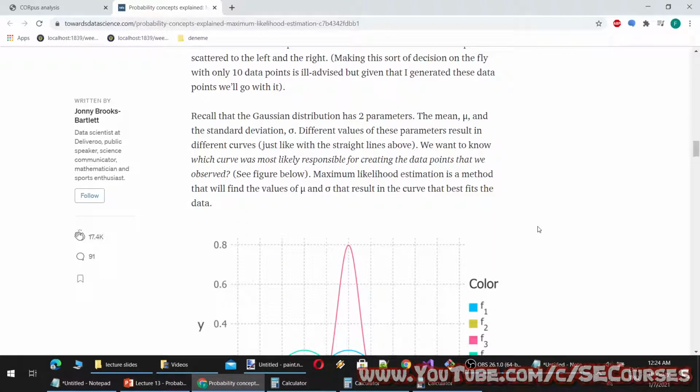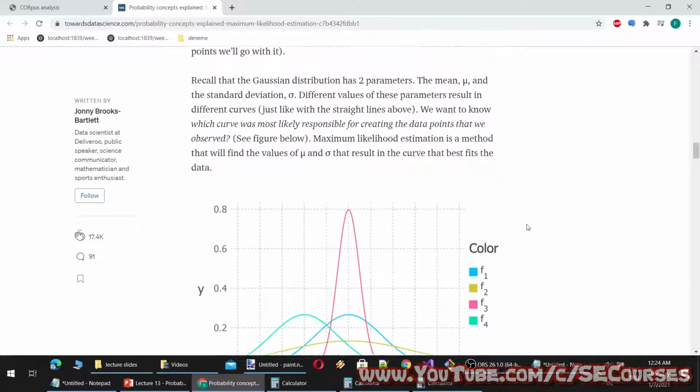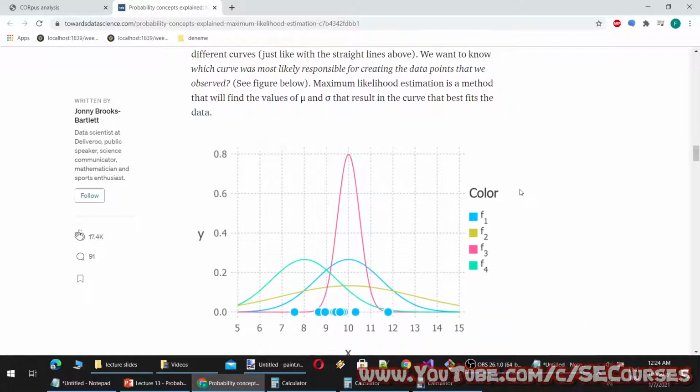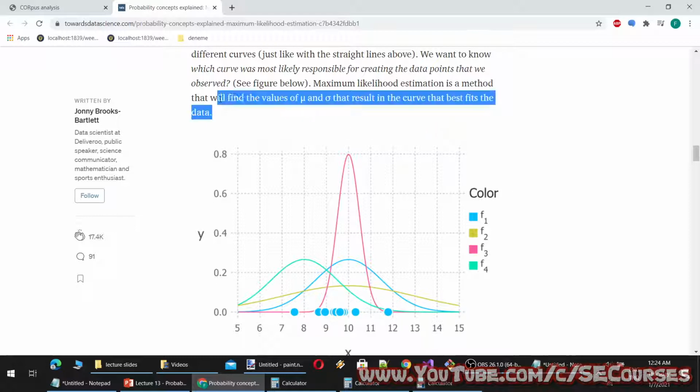Recall that the Gaussian distribution has two parameters: the mean, mu, and the standard deviation, sigma. Different values of these parameters result in different curves, just like with the straight lines above. We want to know which curve was most likely responsible for creating the data points that we observed. See figure below. Maximum likelihood estimation is a method that will find the values of mu and sigma that result in the curve that best fits the data.